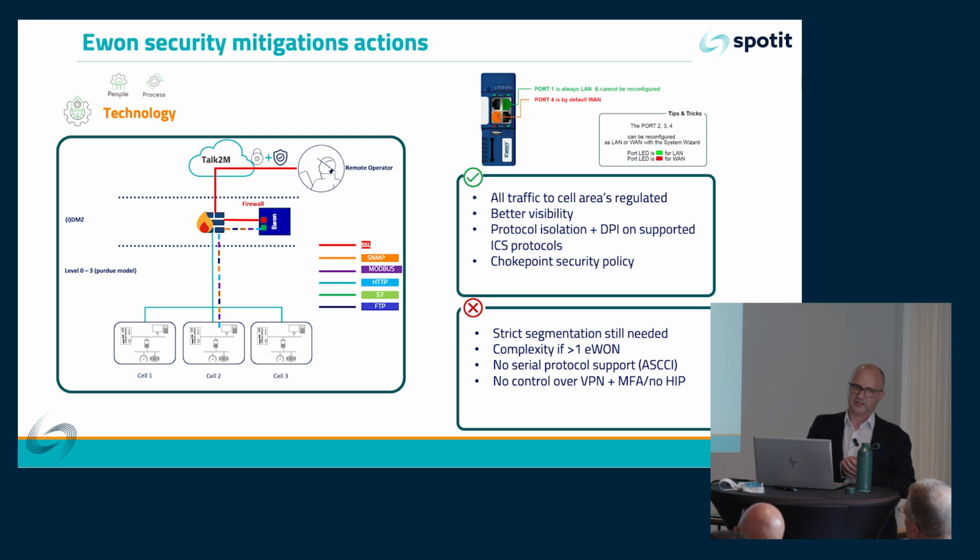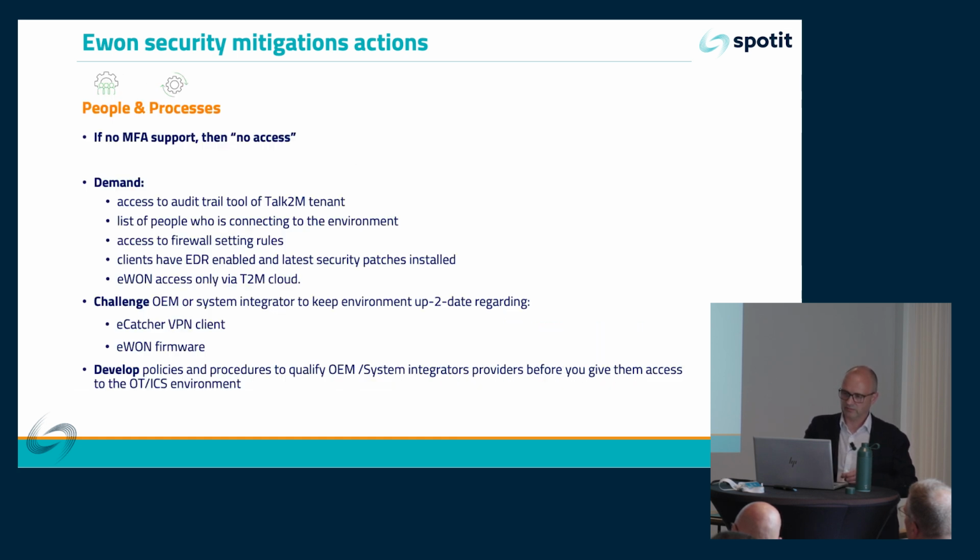So if the E1 is equipped with an RS-232 card, yeah, you need to place the E1 as close as possible to the OT assets it needs to connect to. So there you have a logistic problem. Are you able to achieve this architecture? How are you going to do that? Maybe you need to adapt the network. So again, complexity. And in the end also, in this solution, you still have no control over VPN, MFA, and certainly no host information profile protection possibilities here.